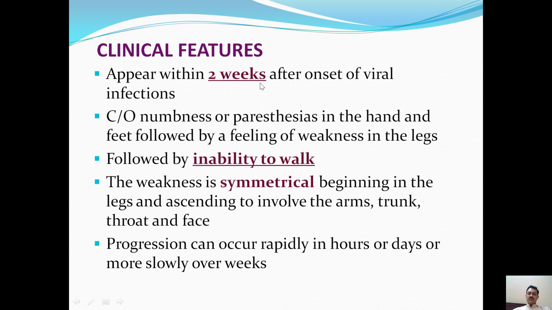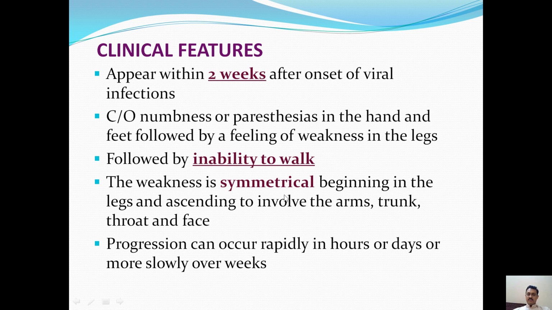Clinical features appear within 2 weeks after the onset of viral infections. This is a common scenario in immunological disorders whenever there is acute incitement of the immune response. After 2 weeks, there is autoimmune damage to the nerves or other parts of the body. It is common in autoimmune disorders. There is a complaint of numbness or paresthesia. So symptoms like numbness or paresthesias may be there, and then usually followed by a feeling of weakness in the legs and inability to walk. So it usually starts from the legs and then the patient is unable to walk.